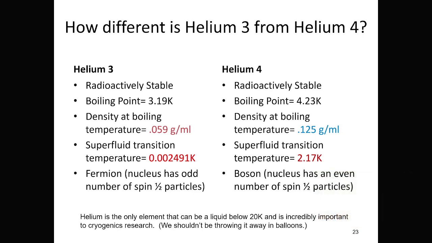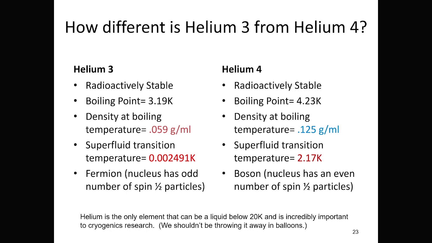There are significant differences between some of the isotopes, and this difference between helium-3 and helium-4 is incredibly important. The only way we have to get temperatures close to absolute zero is a device called a dilution refrigerator. And a dilution refrigerator mixes helium-3 and helium-4. Helium-4 is the stable version of helium. Helium-3 is also radioactively stable, but is lighter. It only has 1 neutron instead of 2 neutrons.